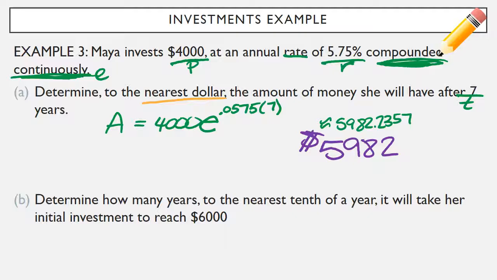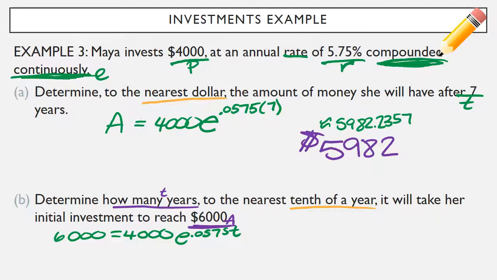Part B, determine how many years to the nearest tenth of a year. That tells me how to round. It will take her initial investment to reach $6,000. So now, how many years is my question? That's my unknown t, but I'm given my final amount. So when I plug into my formula, I know my end game is 6,000. My starting game was 4,000. I still have the same rate of 0.0575, but I don't know my t value.